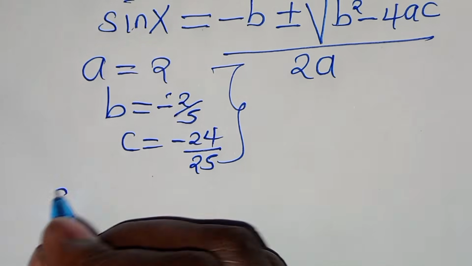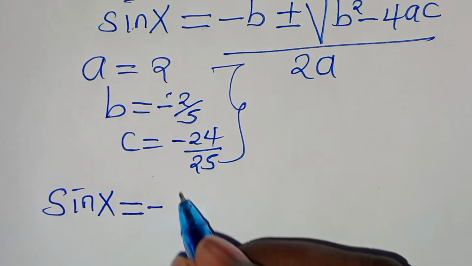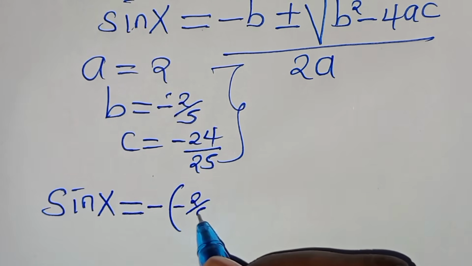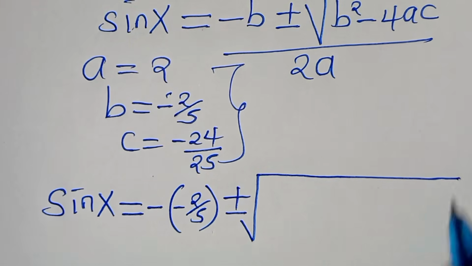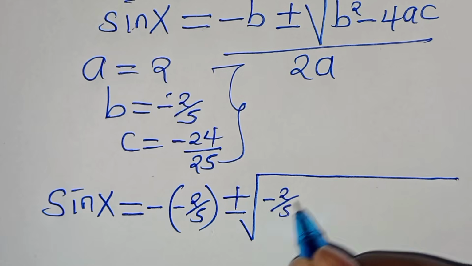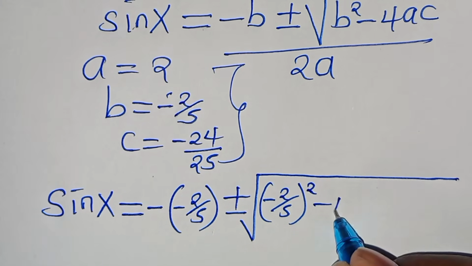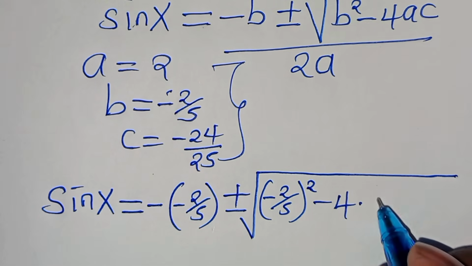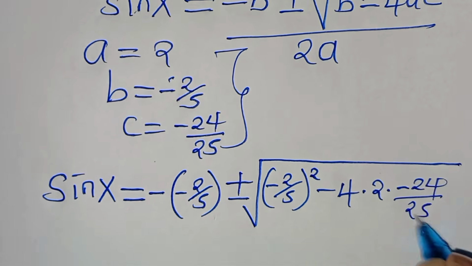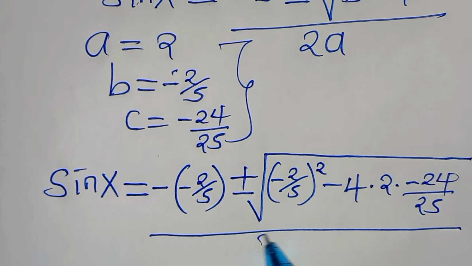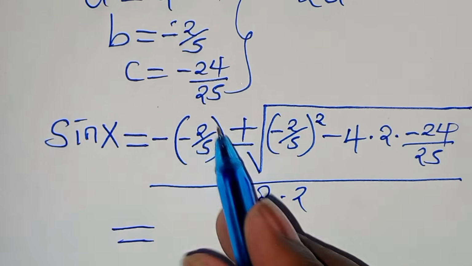So this means that we have sin x equal to minus 2 over 5 plus or minus the square root of negative 2 over 5 raised to the power of 2, then subtract 4 times a which is 2, then times c which is negative 24 over 25, divided by 2 times 2. So this is equal to negative times negative 2 over 5.